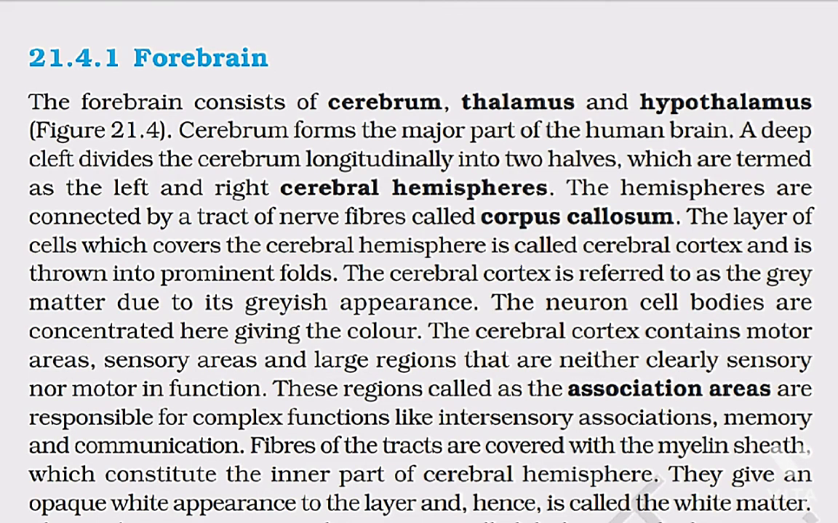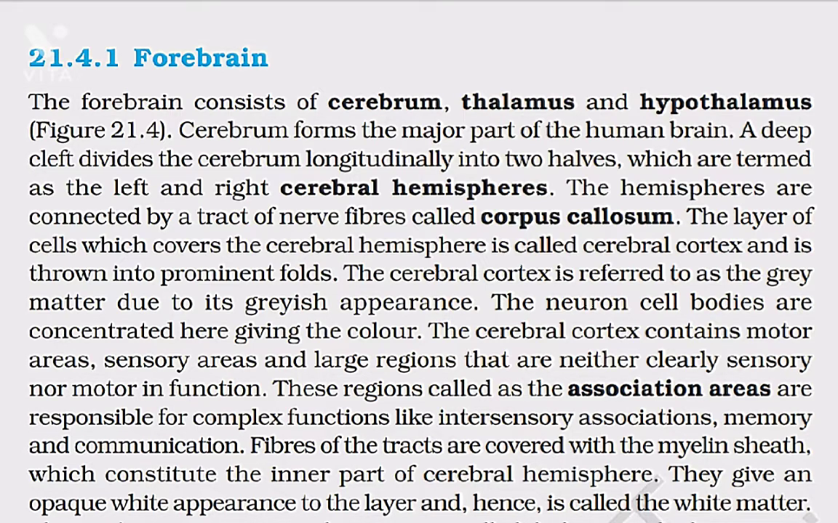21.4.1 Forebrain. The forebrain consists of cerebrum, thalamus, and hypothalamus. Figure 21.4. Cerebrum forms the major part of the human brain. A deep cleft divides the cerebrum longitudinally into two halves, which are termed as the left and right cerebral hemisphere. The hemispheres are connected by a tract of nerve fibers called corpus callosum. The layer of cells which covers the cerebral hemisphere is called cerebral cortex and is thrown into prominent folds.